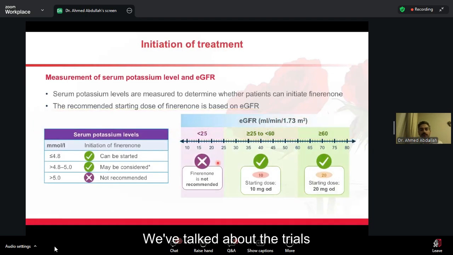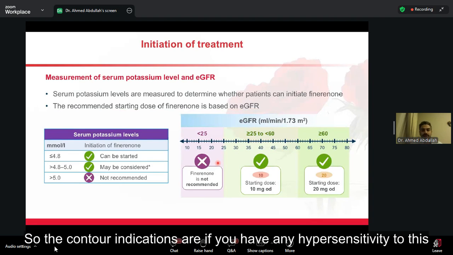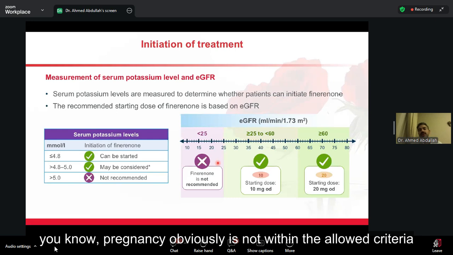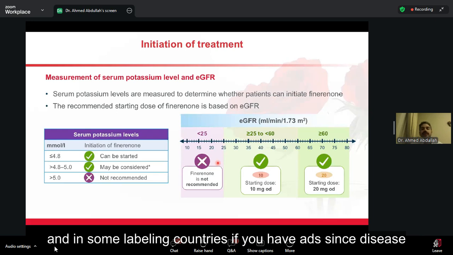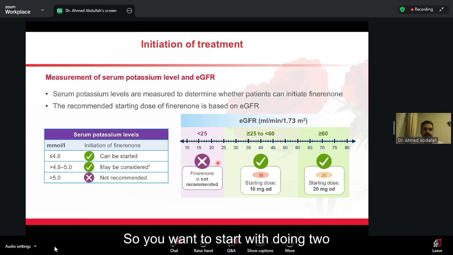Now, we've talked about the trials, we've talked about everything. Now, what about the practical point? How do you initiate this therapy? Now, you have to know about the contraindications. So the contraindications are if you have any hypersensitivity to this, pregnancy obviously is not within the allowed criteria. And in some labeling countries, if you have Addison's disease, or any form of deficiency in your aldosterone pathway.